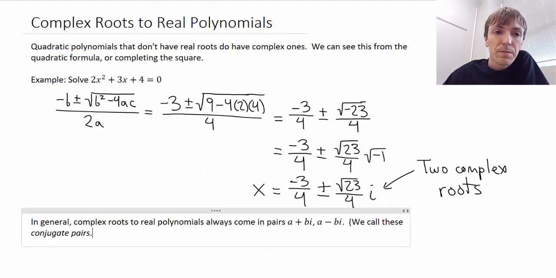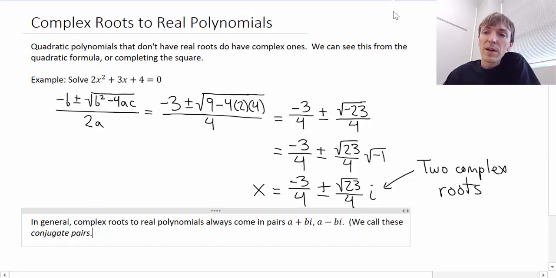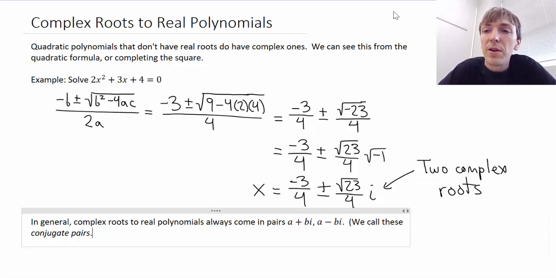Okay. So complex numbers are important because they can show us the roots to real polynomials that don't appear normally. All right, so what I claim is that quadratic polynomials that don't have real roots do have complex roots. And the easiest way to see this is just to see what happens in the quadratic formula.